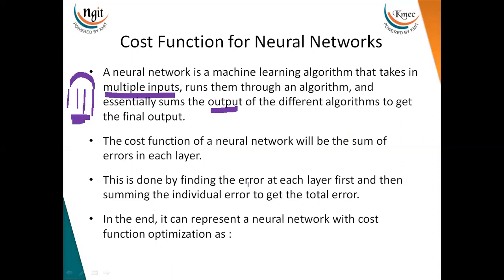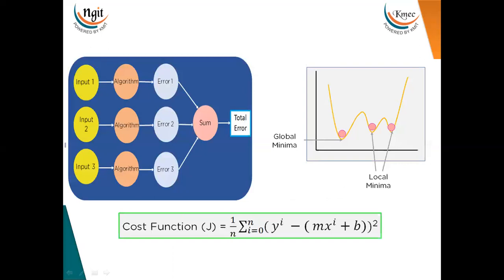Now, while finding the error, we should find out the error at each layer, starting from your first layer to the last layer, and then we have to sum the individual errors. So how should we represent such a cost function? Listen, there are inputs 1, 2 and 3. Now we are applying some algorithm. Then you will get error 1 in the first input, error 2 in the second input, and error 3 in the third input. Then you have to sum them. This is the error in your input layer only. In such a way there will be many layers. The overall sum of errors will give you the cost function.